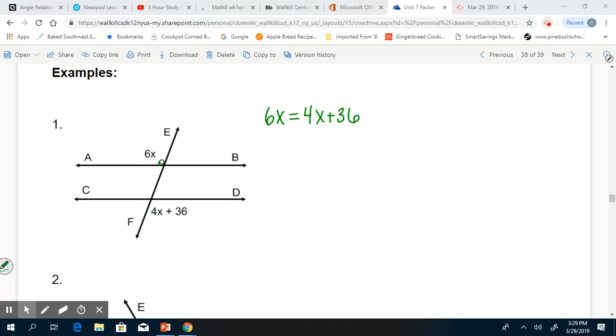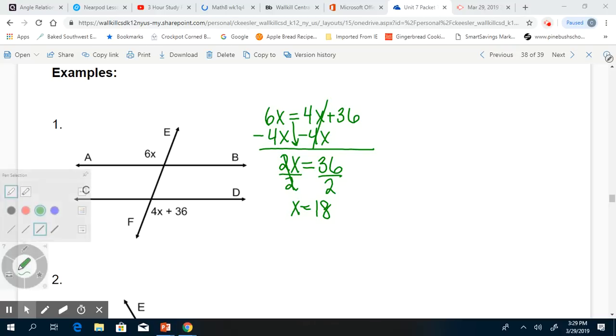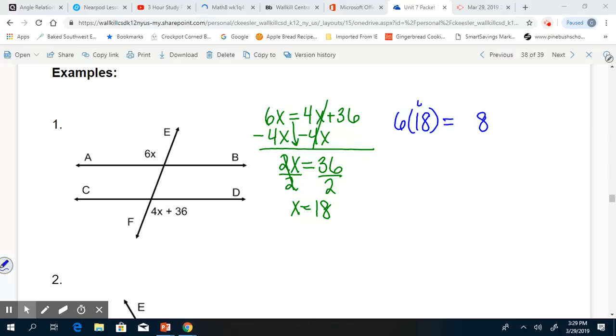Then we're going to start to solve for x. So we can start by subtracting 4x from both sides. So we get 2x equals 36, bringing down my equal sign. Then we divide by 2, and x equals 18. So we found x. Now we want to find all the angle measures. So by plugging that in, we have 6 times 18. And 6 times 8 is 48. Carry the 4. 6 times 1 is 6 plus 4 is 10. So it should be 108 degrees.